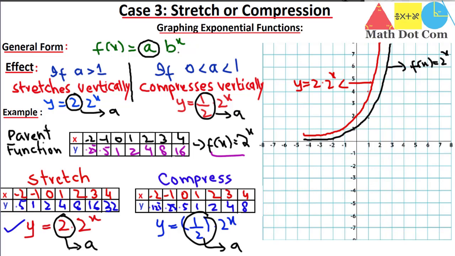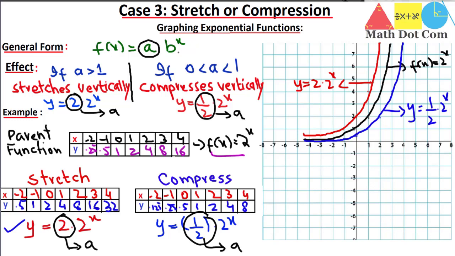For compress we have 0.125 on -2, it will be somewhere here, then 0.25 on -1, then 0.5 on 0, then 1 on 1, then 2 on 2, and then on 3 it will be 4. So if I plot them, it will somewhat look like this. This is for y is equal to 1/2 times 2 raised to power x. So this is the graph of the three different functions.